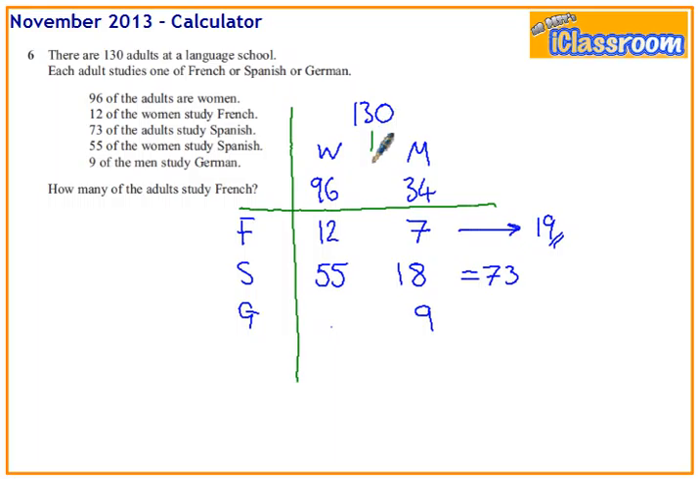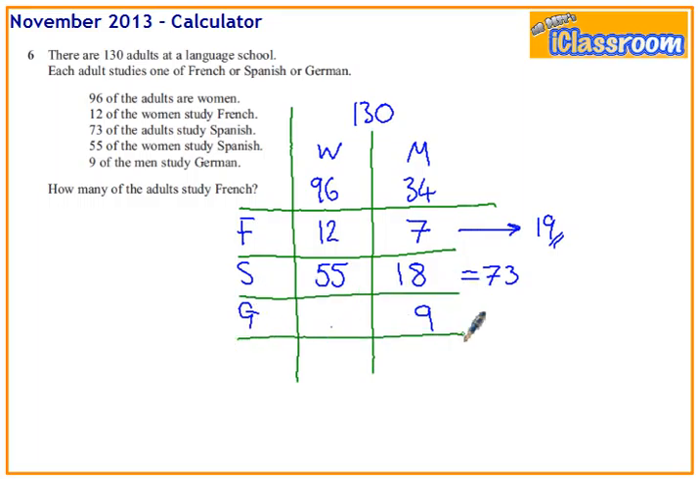This way I've got information about gender. This way I've got information about languages. And by setting my work out like this, I'm able to see how that data comes together a lot more easily.